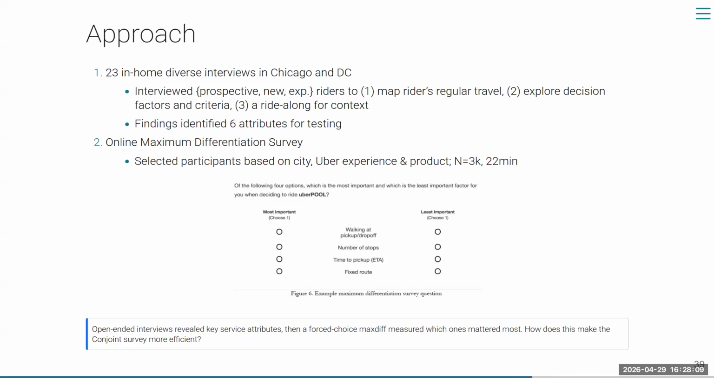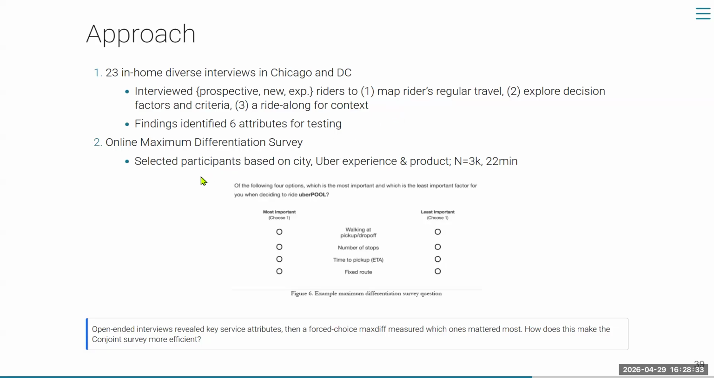It was not unlike the Firefox segmentation example we went through, where first they did some ride-alongs and they watched people use Uber and they talked with them as they did. And then they did some in-home interviews. And that identified hypotheses, 6 service attributes that they wanted to test.